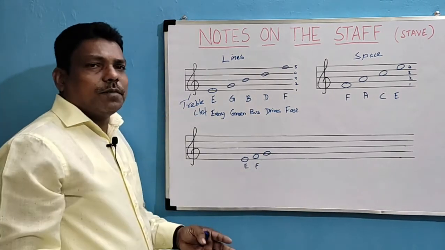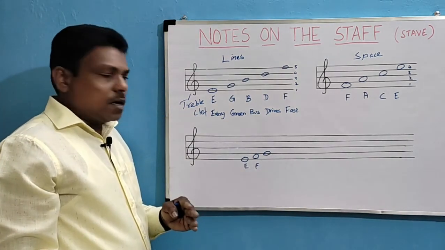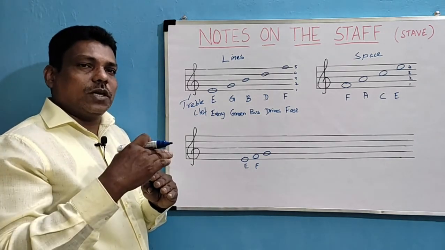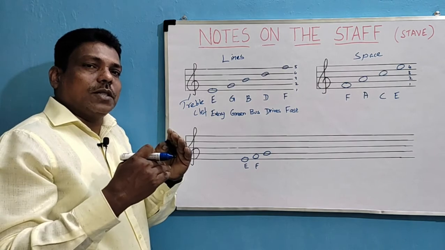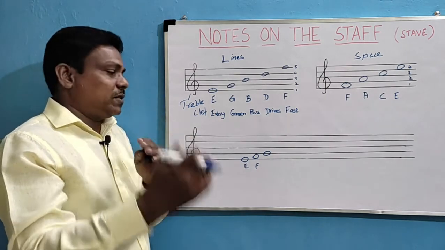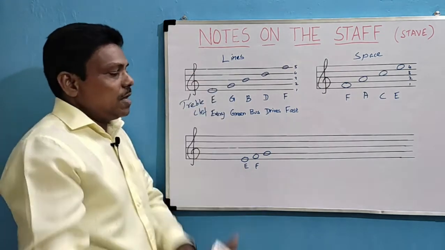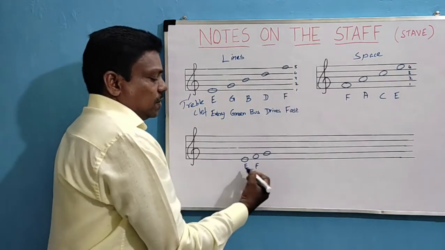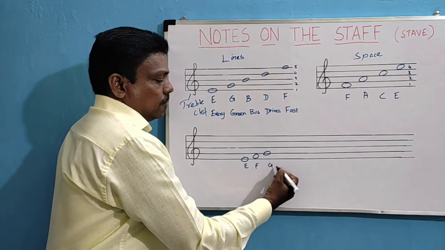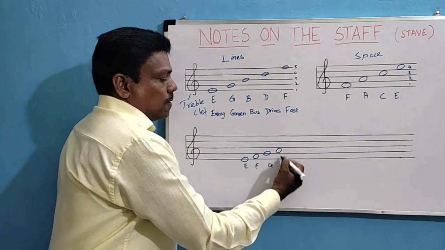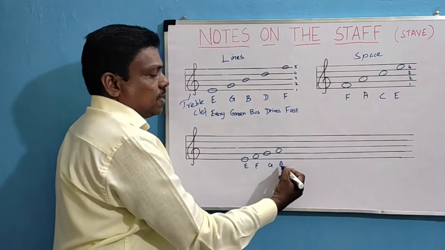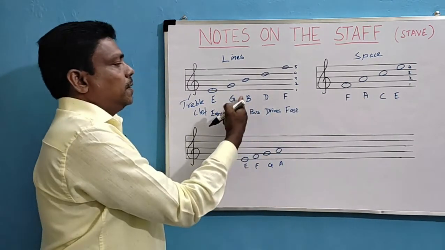So it is a simple concept. Notes are written like line: one note on the line means the next note comes on the space, and the next note comes on the line, then the next on the space. Line, space, like that, the notes are arranged on the stave lines. G is on the line. A comes on the space. You see, A is on the space.